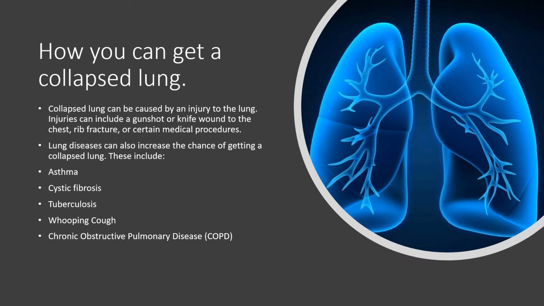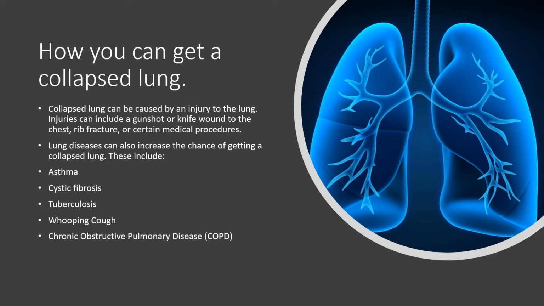And these are some ways you can actually obtain a collapsed lung. Some common ways most people get it is a gunshot, a knife, or someone stabbing you, a wound to the chest, a rib fracture, and then in some crazy cases, you can have certain medical procedures. In the coming slides, I'm going to tell you about one medical procedure that actually punctured a lung, which then collapsed.